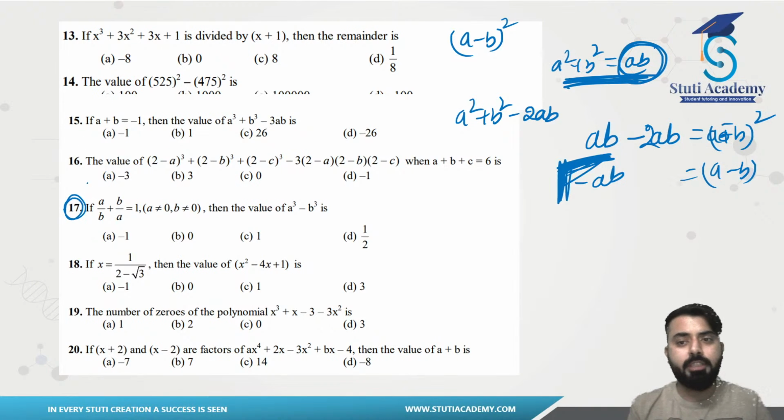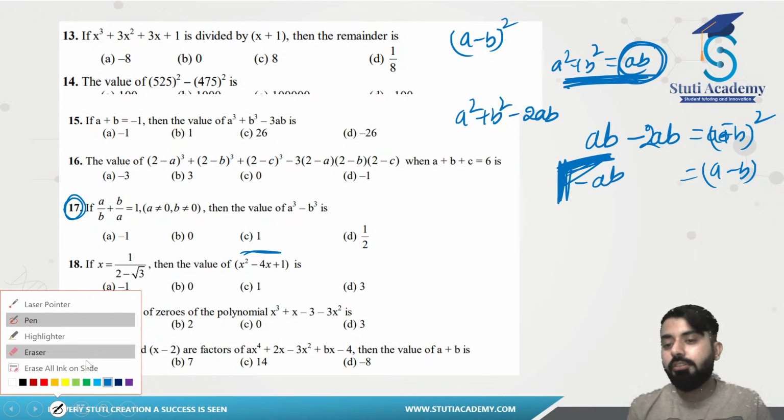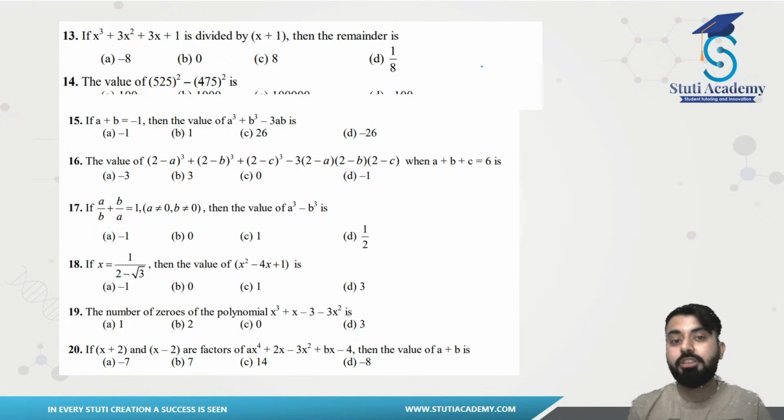Before that, I will be discussing these three questions. So if x is this, I have to find this value. You can easily solve that one. This is related to your rationalization. You have x, which is 1 by 2 minus square root 3. Rationalize this: multiply and divide with 2 plus square root 3.